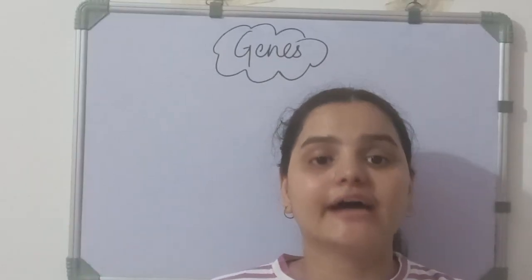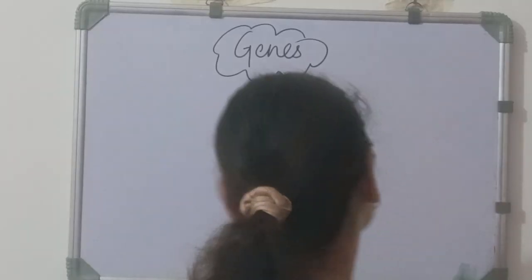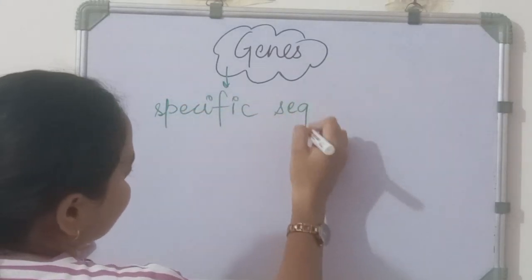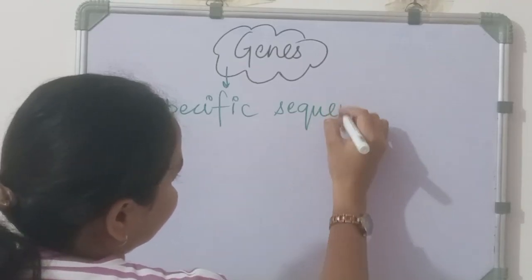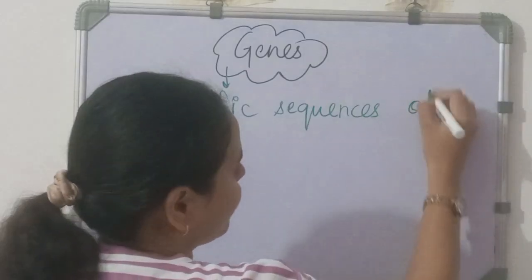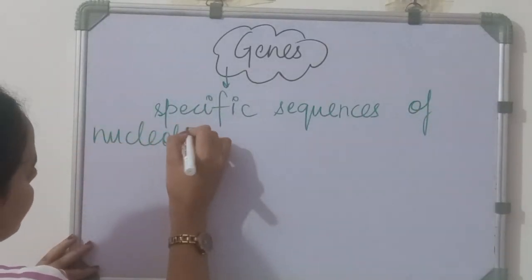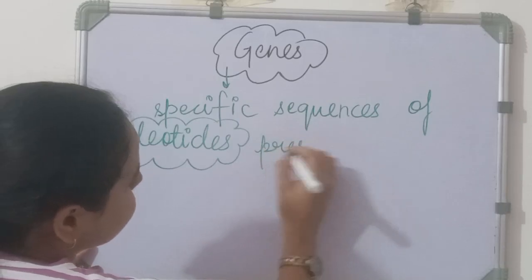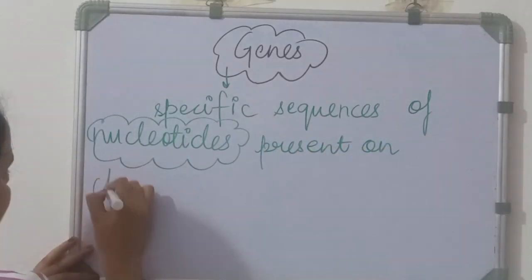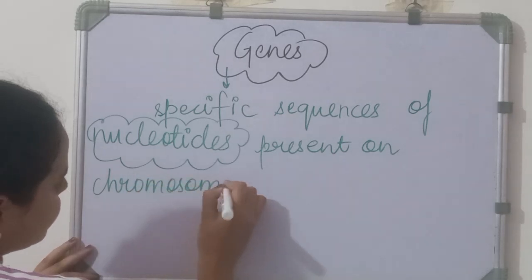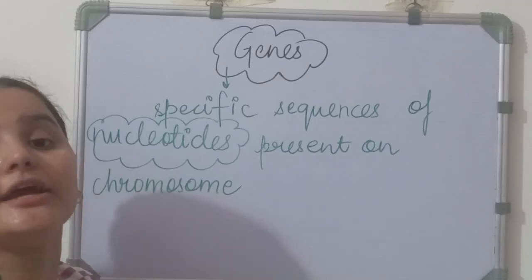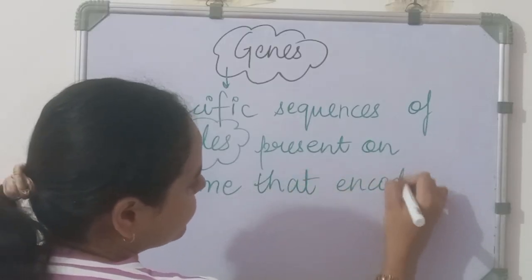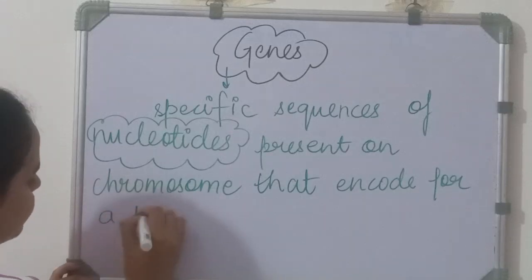Let's understand what genes are. Genes are specific sequences of nucleotides present on a chromosome that encode for a particular protein. I will be explaining that.